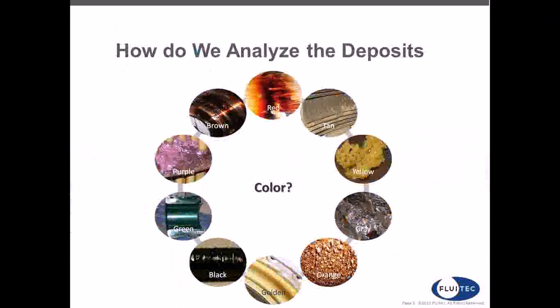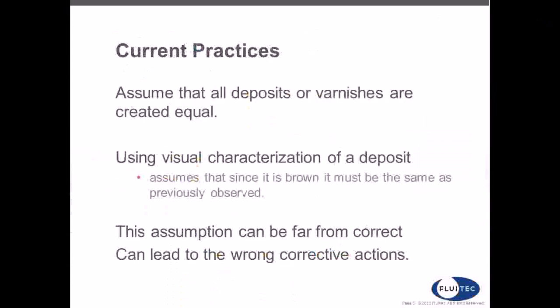So the current practice is that, in general, most people just assume that all varnishes or deposits are created equal. And visual characterization is a primary mode of classifying what kind of varnish it is. And so if you see brown varnish in one system and go to another system and see brown varnish, often people just assume that they're the same types of varnishes. And this is actually an incorrect assumption.